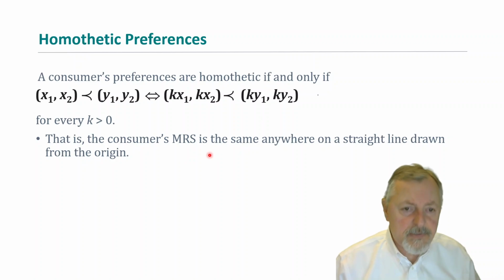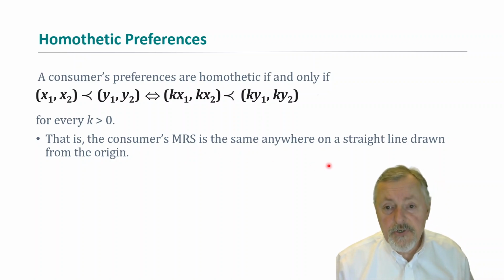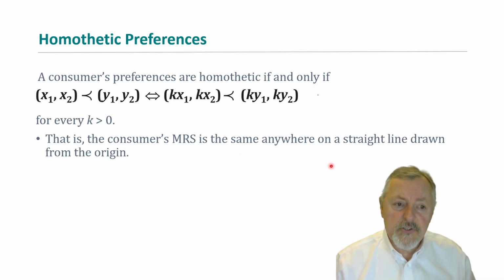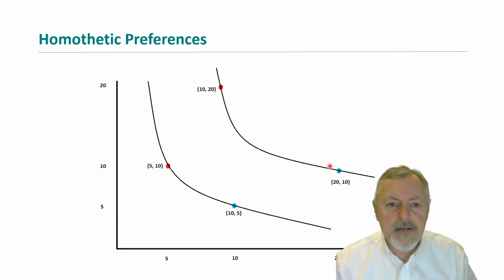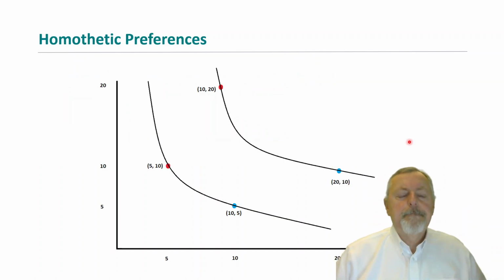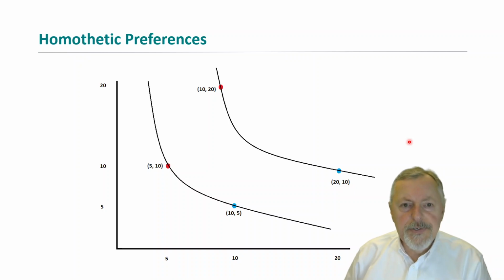It also means the marginal rate of substitution is the same anywhere on a straight line drawn from the origin, which is difficult to imagine, I expect. Here is, I hope, a little more intuitive explanation of homothetic preferences.